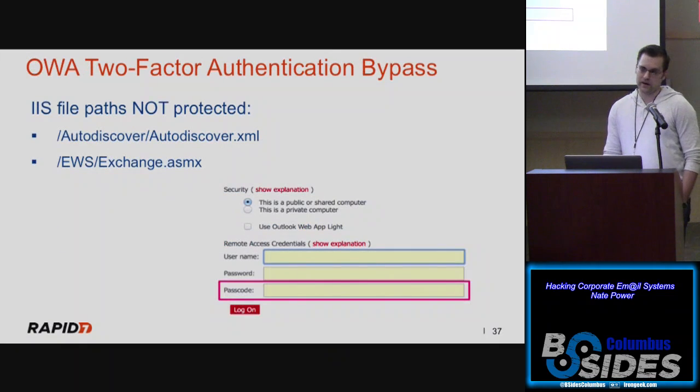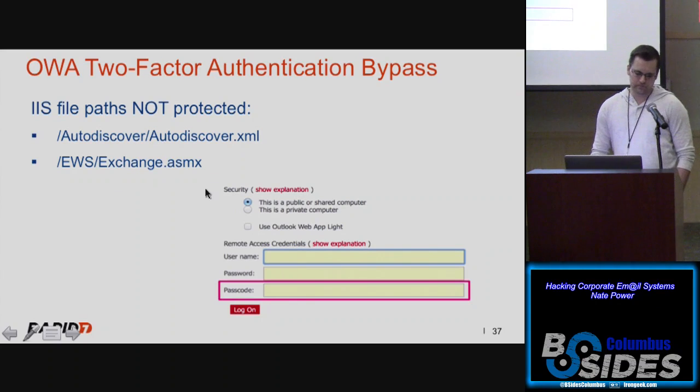Okay, if the OWA has 2-factor auth enabled on it, don't worry about it. We can bypass it. Most of the time, I'm finding out that it's the form-based authentication that is the only thing being protected by the 2-factor auth. These static IIS file paths, and there's more, these are just 2 examples, are not protected by 2-factor auth in any case that I've done testing.